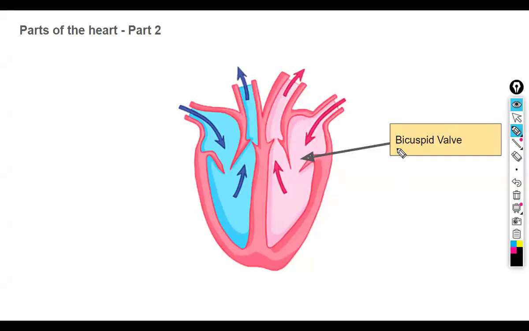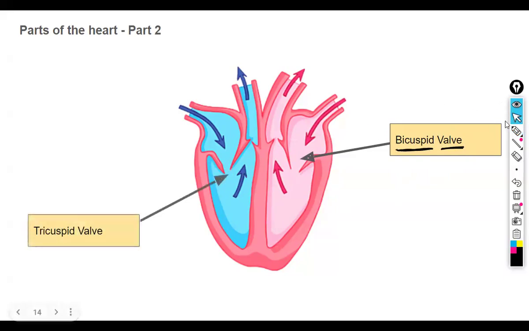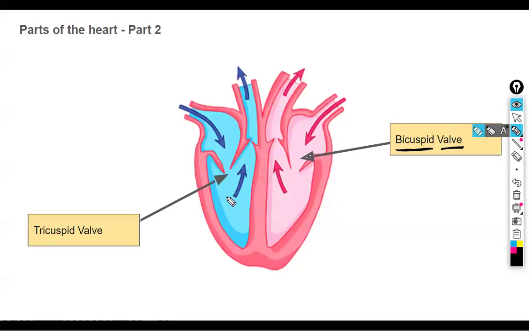So these little valves, the one on your left-hand side is called your bicuspid valve, sorry, and the one on your right-hand side is called your tricuspid valve. So don't mix it up. The bi is the one on the left-hand side of the heart, okay? The tri is on the right-hand side of the heart. The purpose of this is to separate the ventricles, which are the underneath part, from the atriums, which are the top part. All right?